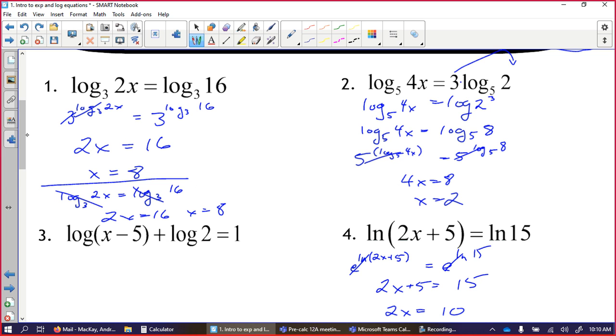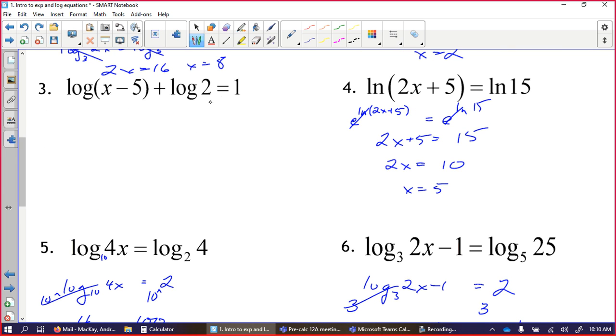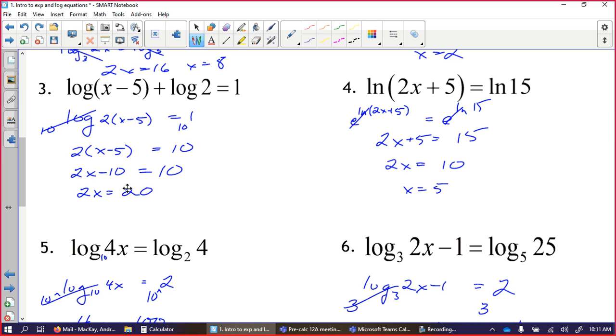Now, this one here where we have a 1, well, I can combine this. Log of 2 times x minus 5 equals 1. 10 to that, 10 to that. Those go away. 2x minus 5 equals 10 to the 1, which is 10. 2x minus 10 equals 10. 2x equals 20. x equals 10.